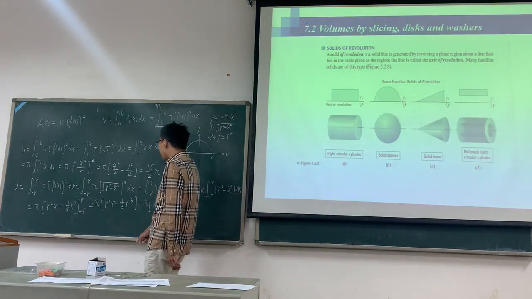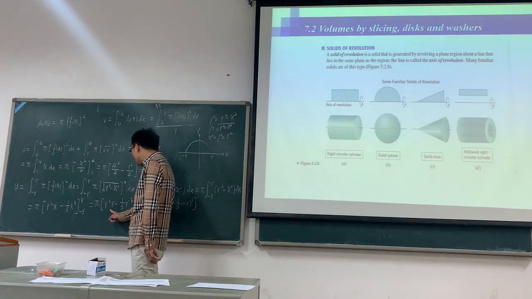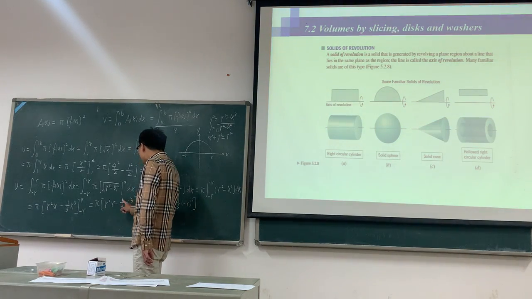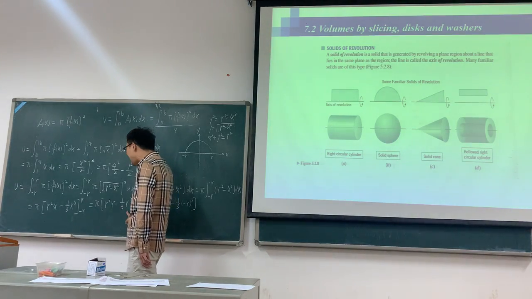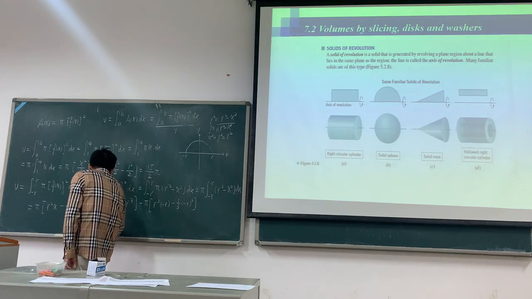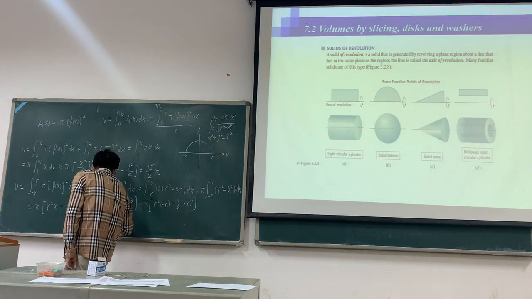So here r squared times r, so r cubed. Okay. r cubed minus 1 by 3 r cubed. So here this part is 2 by 3 r cubed. So pi times 2 by 3 r cubed.